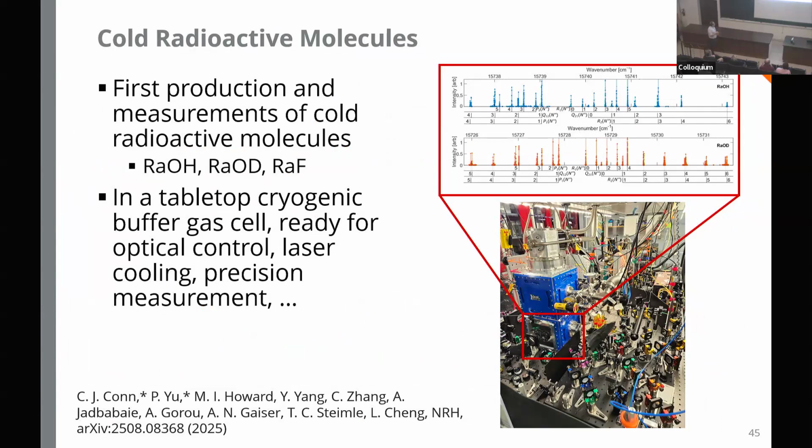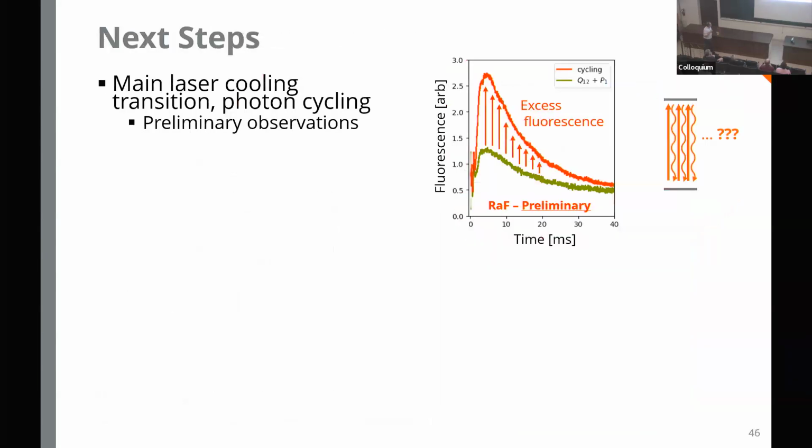This is the first production and measurement of cold radioactive molecules in the laboratory. It's also in a cryogenic buffer gas cell on a tabletop, so it's the same starting point as laser cooling and precision measurement experiments. And so we're excited about pushing these molecules into that realm.